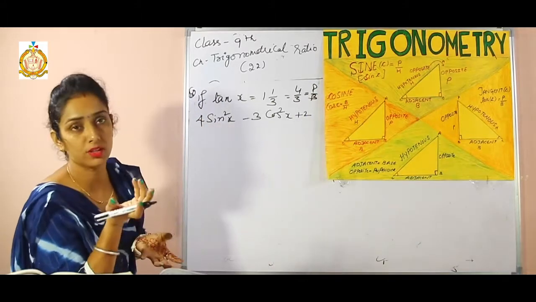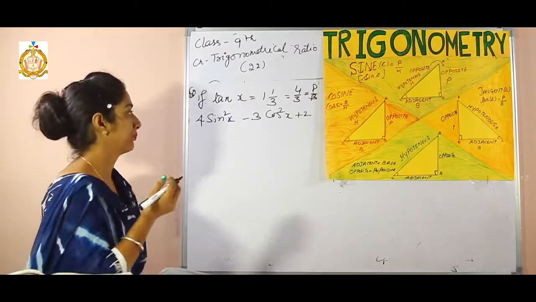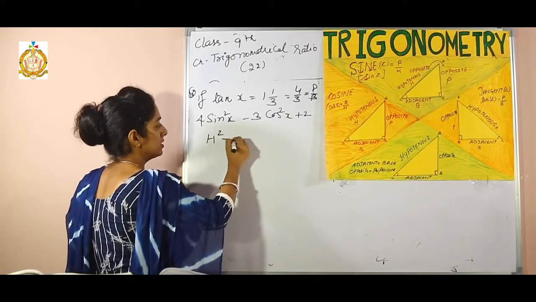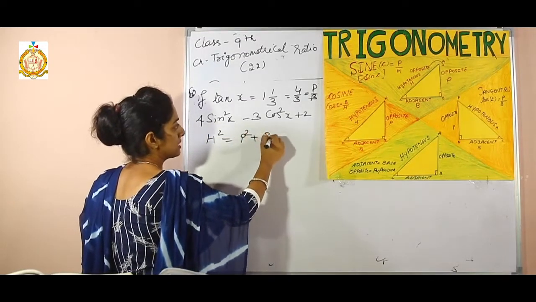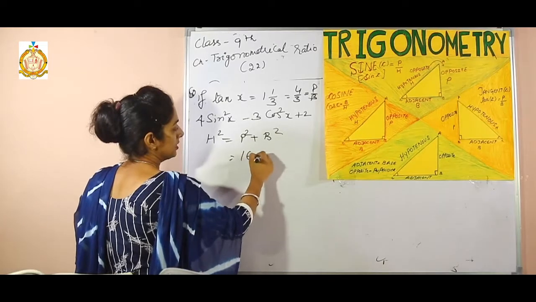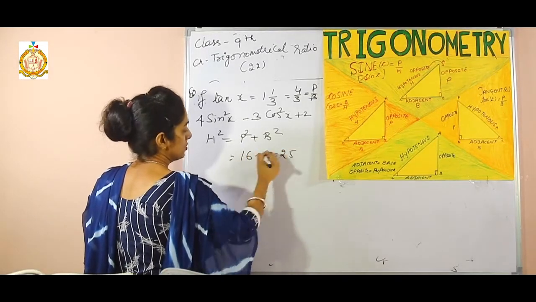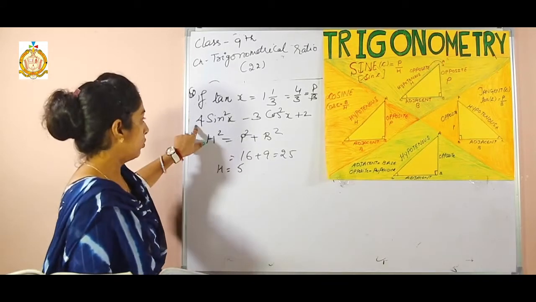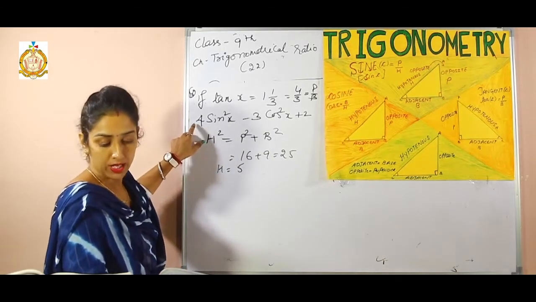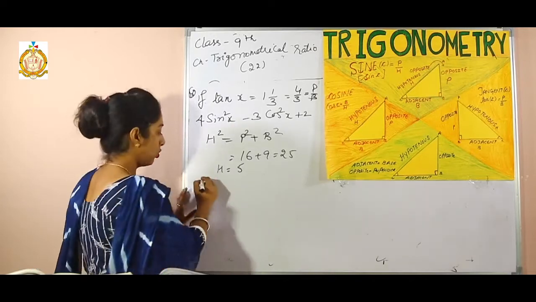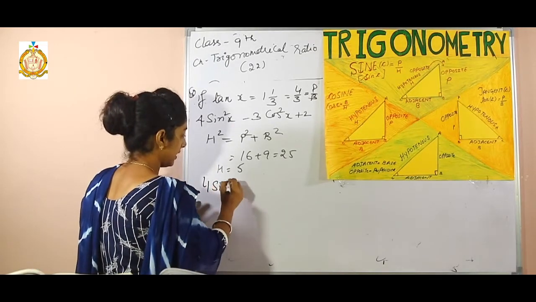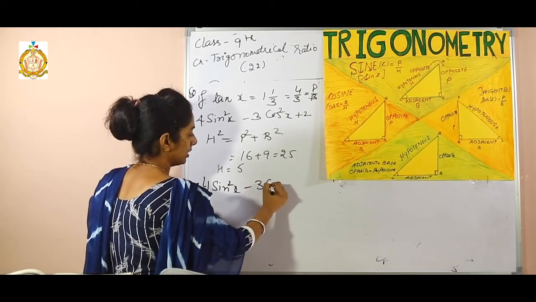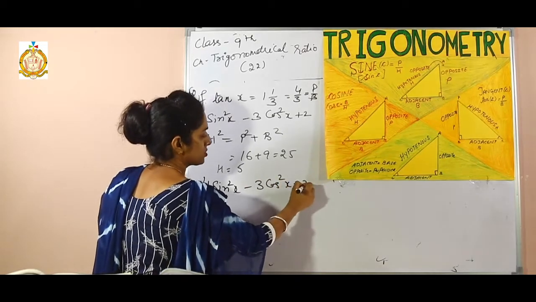Now, first step is what? We have to find H. H square is P square plus B square. That is 16 plus 9, 25. So, H is what? That is 5. Now, the equation is this. We have to find 4 sine square x minus 3 cos square x plus 2.